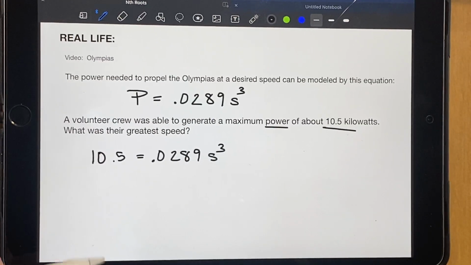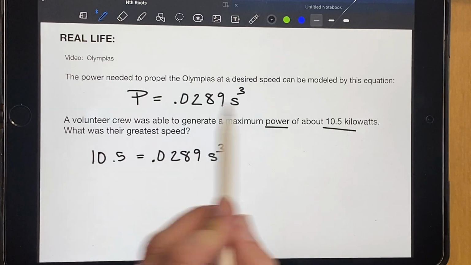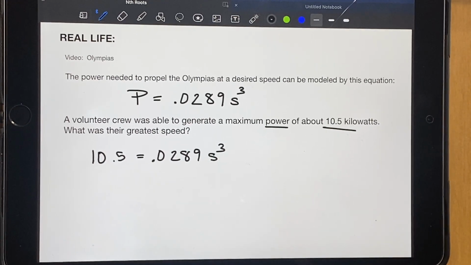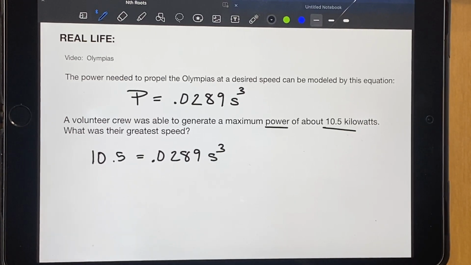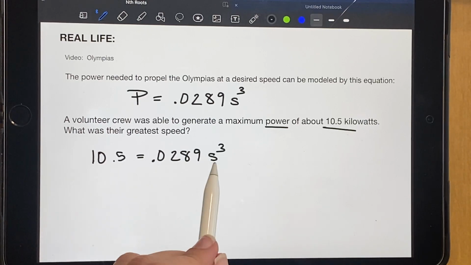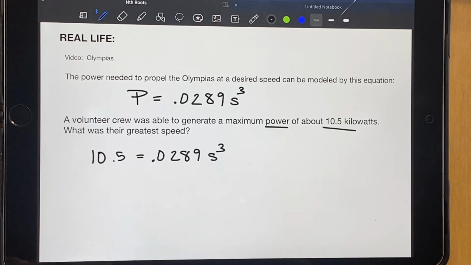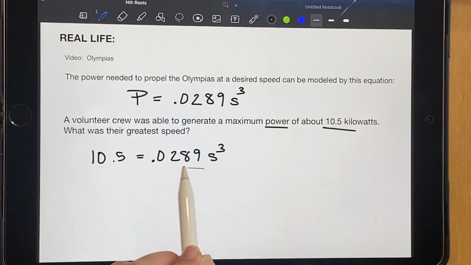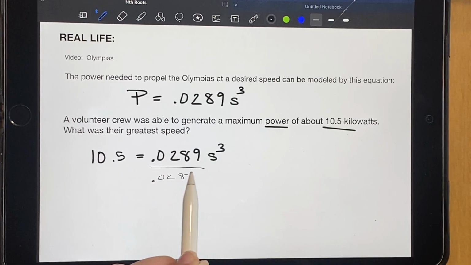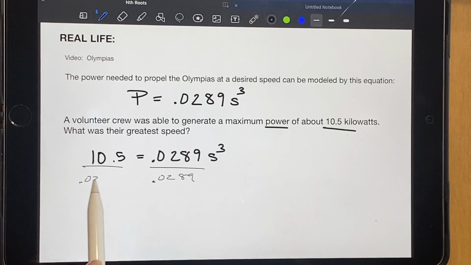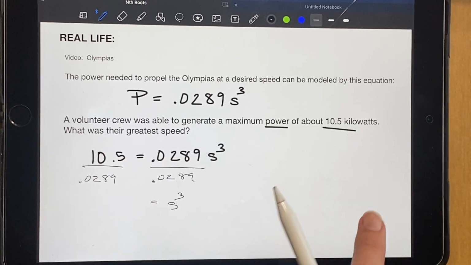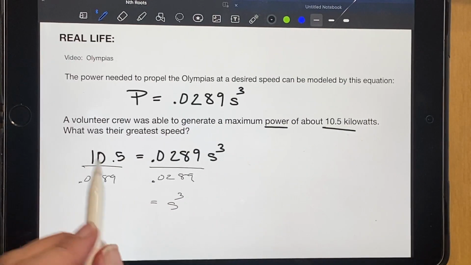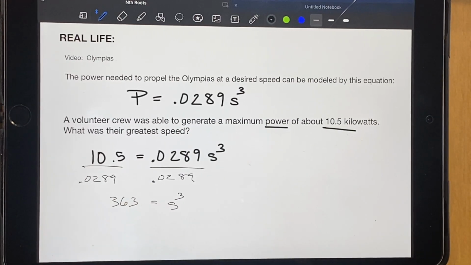Okay. So how it works out in real life is we have this equation and they're wanting us to solve for s here. So as we're working through, we're going to go way back to the beginning and just do our regular rules. S wants to go to the movies by himself. How do we get him all alone? So in this case, we're going to divide both sides by 0.089, okay? And we're going to get S cubed is 363, okay?